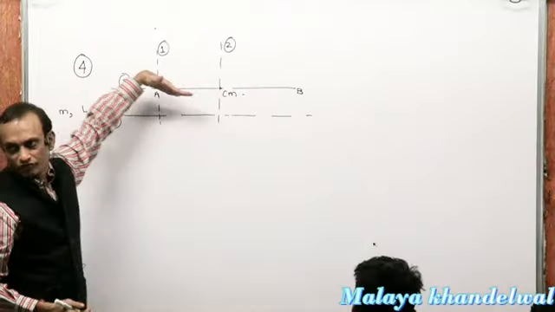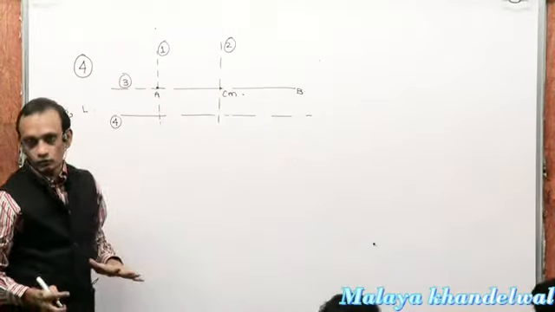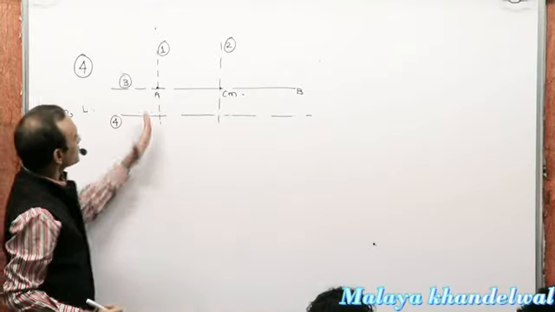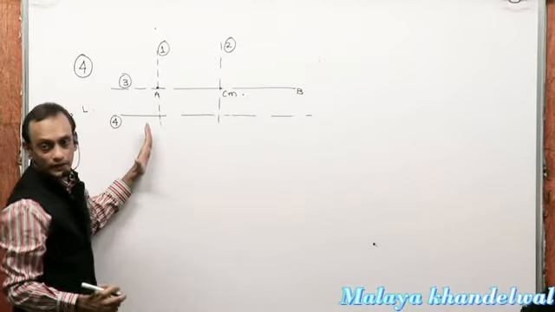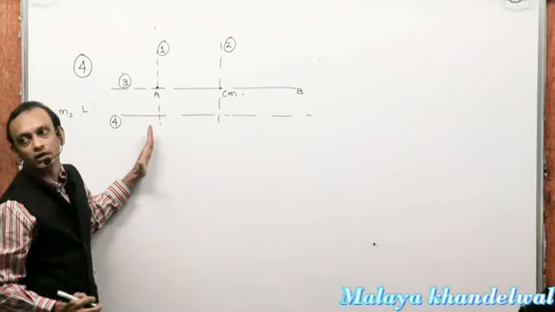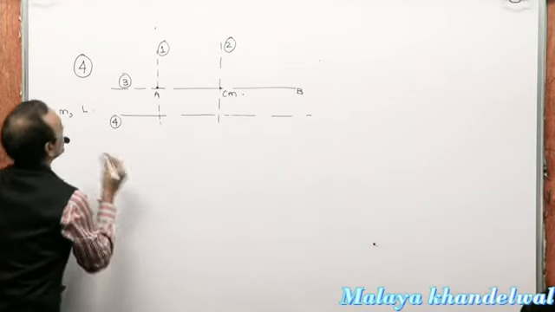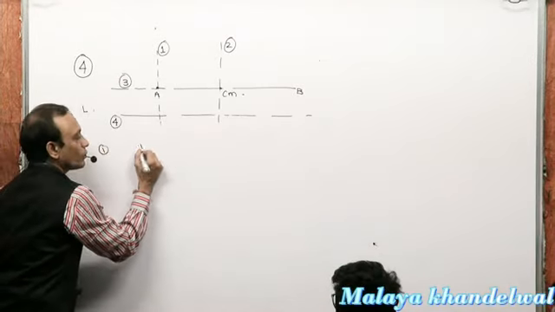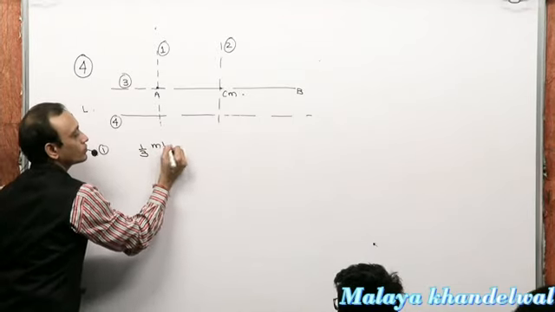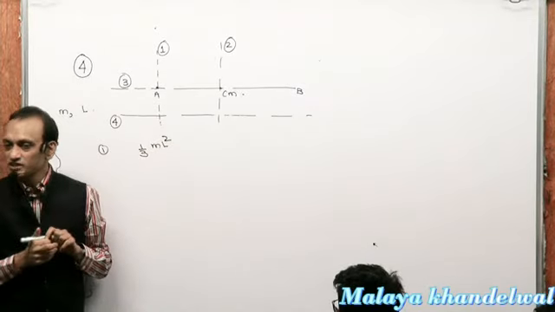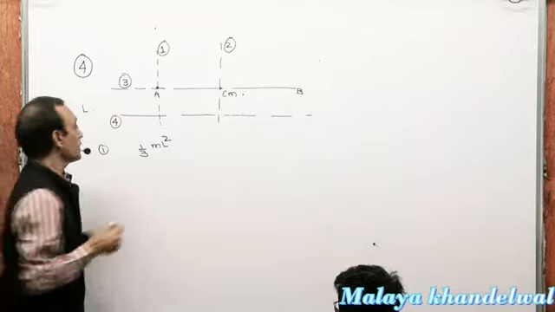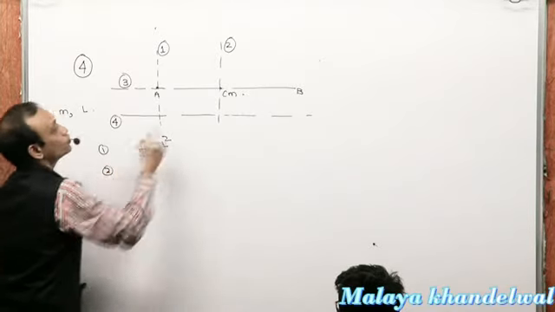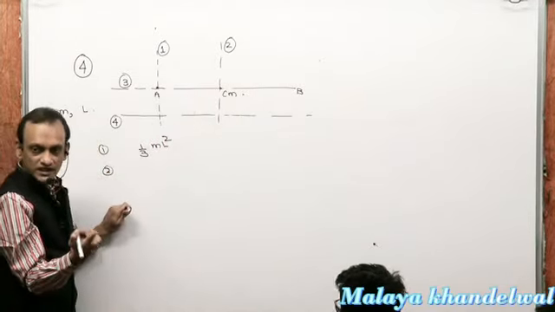A rod AB, uniform rod AB, mass M, length L. And these are 4 axes. There is an axis 1 passing through A and perpendicular to the rod. What would be the moment of inertia about 1? 1/3 ml squared. Yes or no? 1/3 ml squared. Right? Second, about 2. 1/12 ml squared. These are standard results.